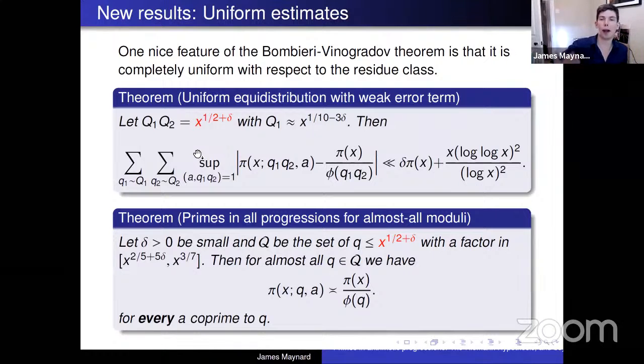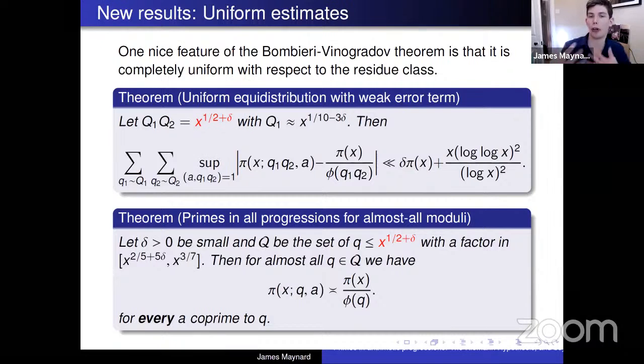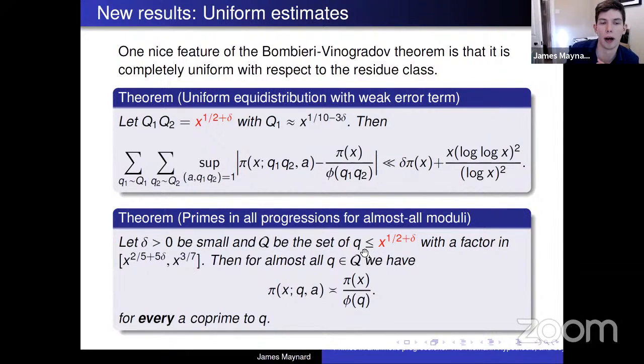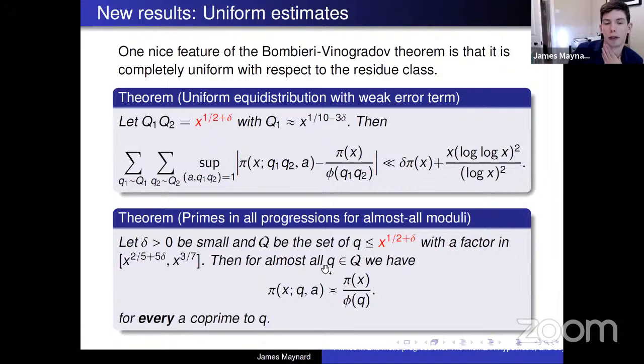And then finally, one other set of new results on equidistribution of primes in arithmetic progressions is that I'm able to get some completely uniform results, provided you look at moduli that have a convenient sized divisor. And so one consequence of this is that if you look at moduli going beyond x^(1/2), provided they have a divisor between x^(2/5) and x^(3/5), then for most of these moduli, you get the sort of asymptotic formula for every possible residue class coprime to your modulus.